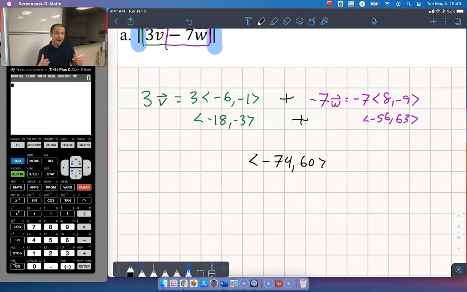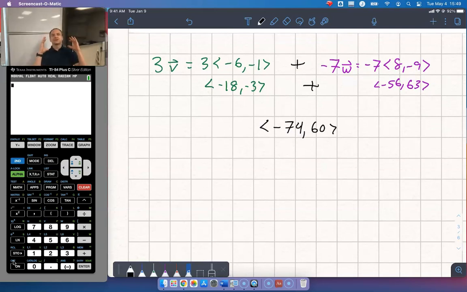But I want the magnitude of that vector. And what does magnitude mean again? What is it? You've dealt with magnitude since you've been in middle school when you first learned the Pythagorean Theorem.